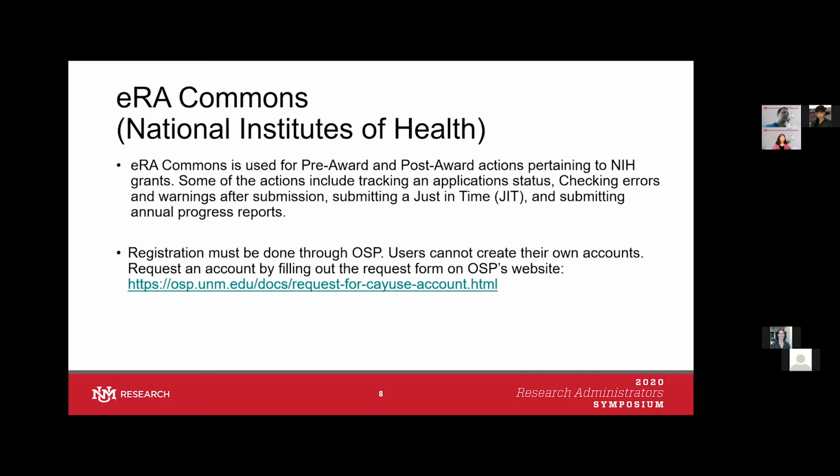Another common one that we use quite often is ERA Commons, and this is the National Institutes of Health. You'll be submitting your proposals through Cayuse 424 because this is a grants.gov sponsor. And this is used for pre-award and post-award actions. So things such as just-in-times and progress reports will go through ERA Commons. If you do need an account with ERA Commons, you're going to have to request an account. And this can be done through our website. It's the exact same form if you need to create or request a Cayuse account. You can also request a ERA Commons account through there as well.